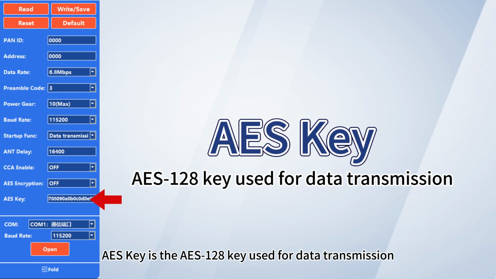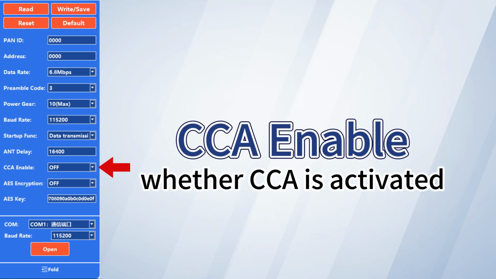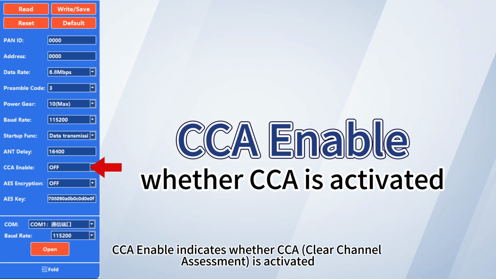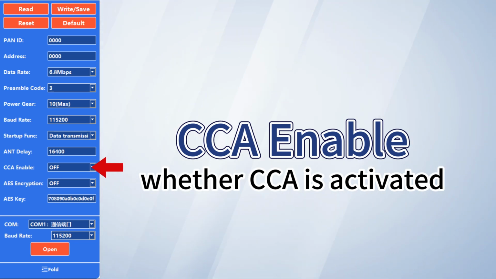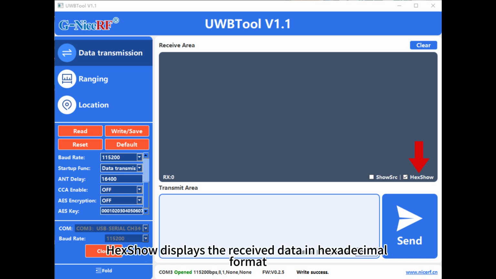AES key is the AES128 key used for data transmission. AES encryption indicates whether AES encryption is enabled. CCA enable indicates whether CCA is activated. For data transmission, Showsrc indicates whether to display the source address. Hexshow displays the received data in hexadecimal format.